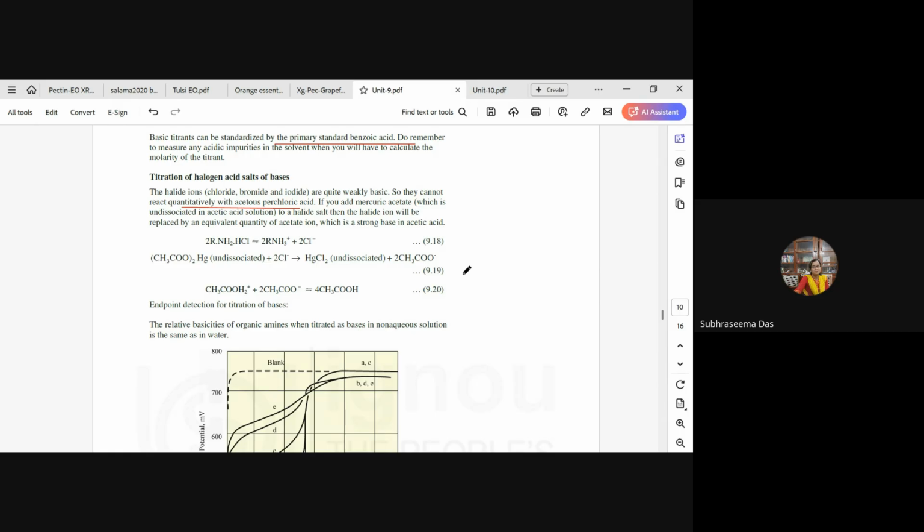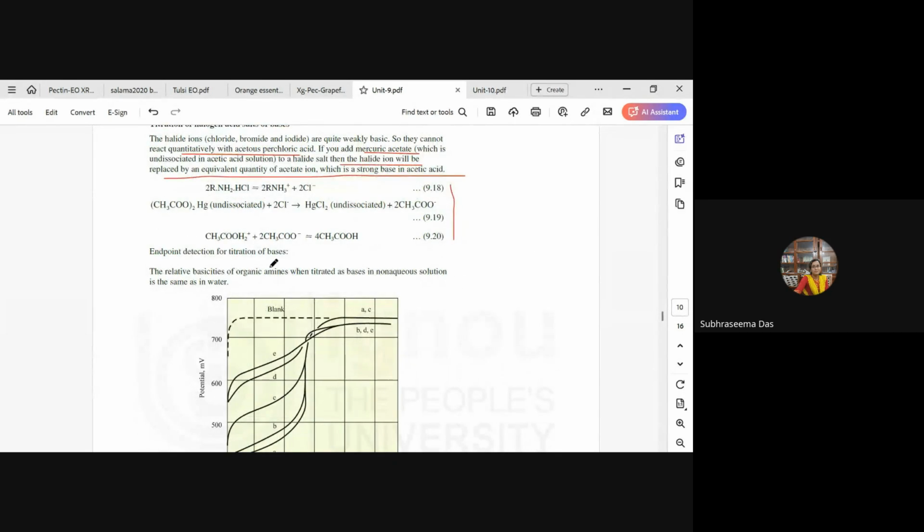So in this case, if we add mercury acetate, which is undissociated in acetic acid solution, to the halide salt, then the halide ion will be replaced by an equivalent quantity of acetate ion, which is a strong base in acetic acid. This has been represented in reactions 9.8 to 9.20. Then the endpoint detection for the titration can be done.